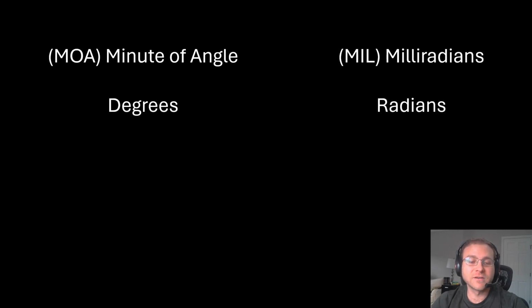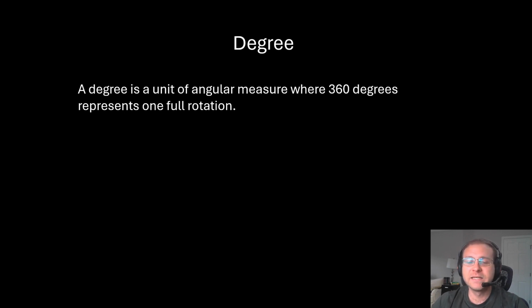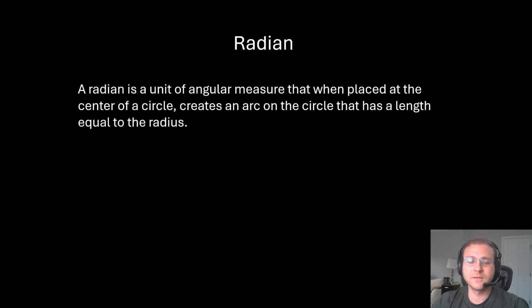You might find the answer of which unit is more suited to your task by exploring the definition of degrees and radians. A degree is a unit of angular measure where 360 degrees represents one full rotation. Often angles are viewed in relation to a circle, so in this definition of degrees, we can consider the one full rotation to represent one complete circle. A radian is a unit of angular measure that, when placed at the center of a circle, creates an arc on the circle that has a length equal to the radius.